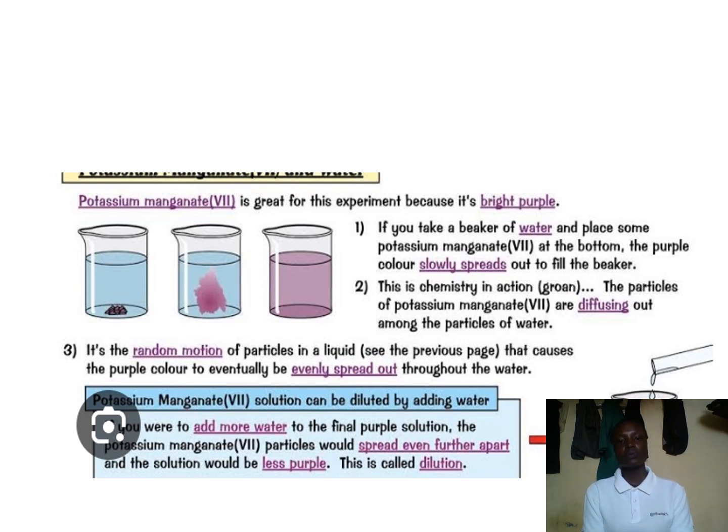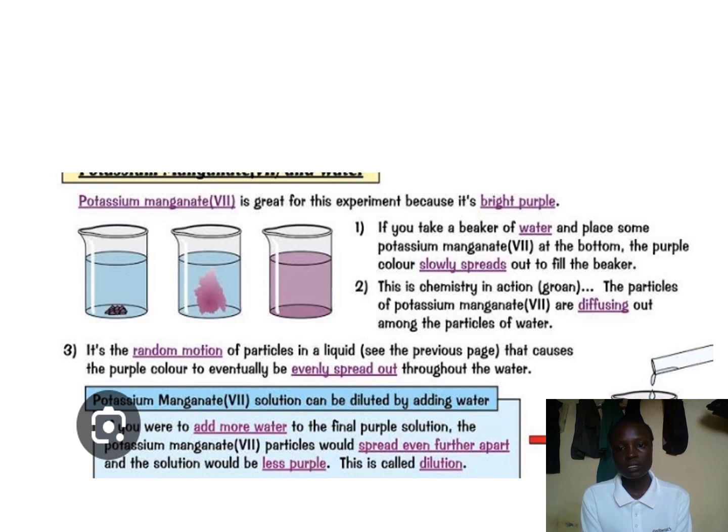Let's now look at the process of diffusion in liquids. When we talk of diffusion in liquids, we are talking about how substances diffuse in liquids, maybe for example water and something else. Let's look at potassium. If you take a beaker of water and place some potassium manganate(VII) at the bottom, the purple color slowly spreads out to fill the beaker.